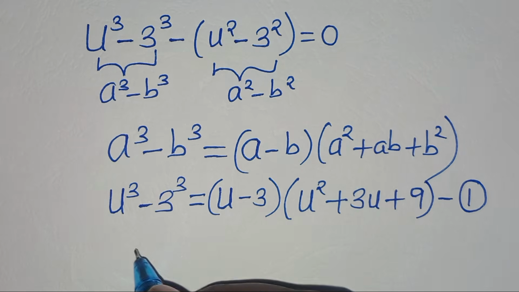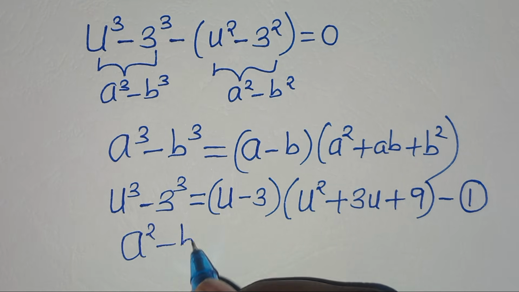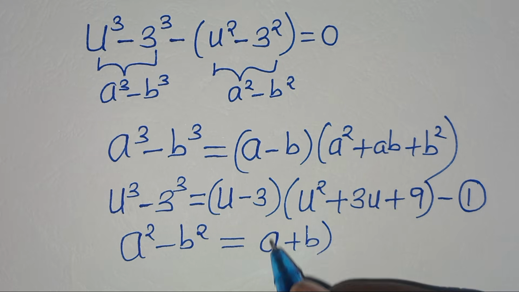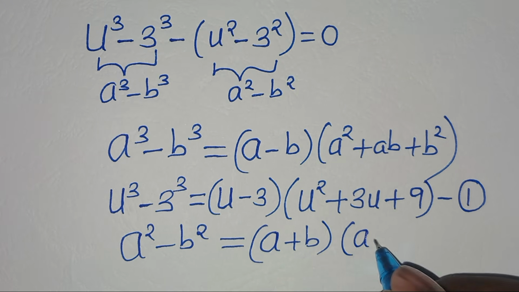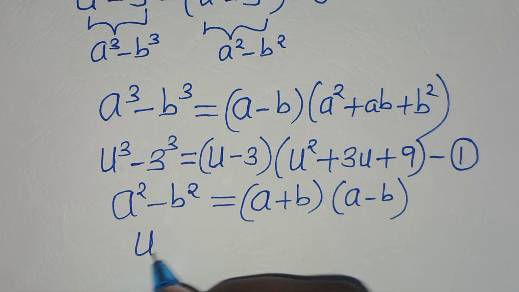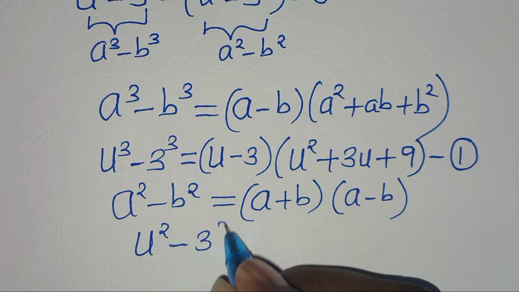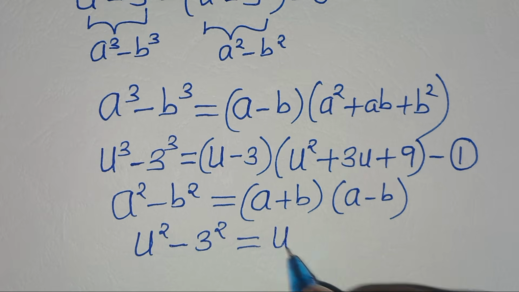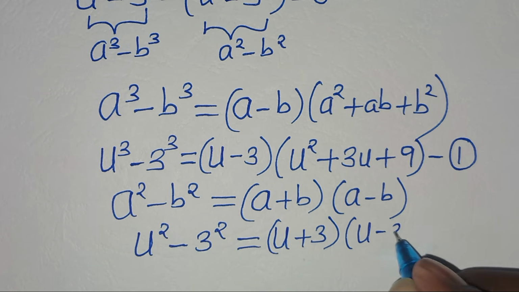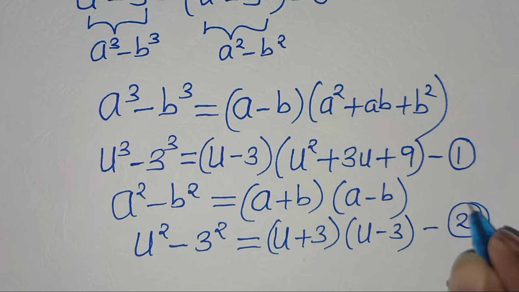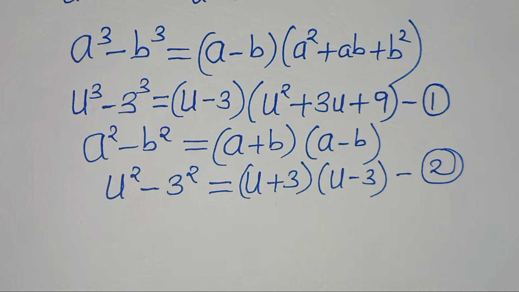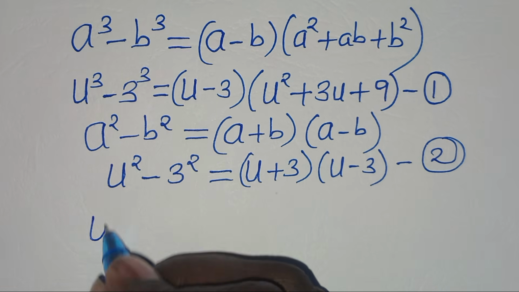The second part, this is the difference of two perfect squares, which you can express as a plus b multiplied by a subtract b. So we have u to the power of 2 minus 3 to the power of 2, which we can express as u plus 3 multiplied by u subtract 3. Let's call this the second part. So let's combine the first part and the second part, which is u minus 3.